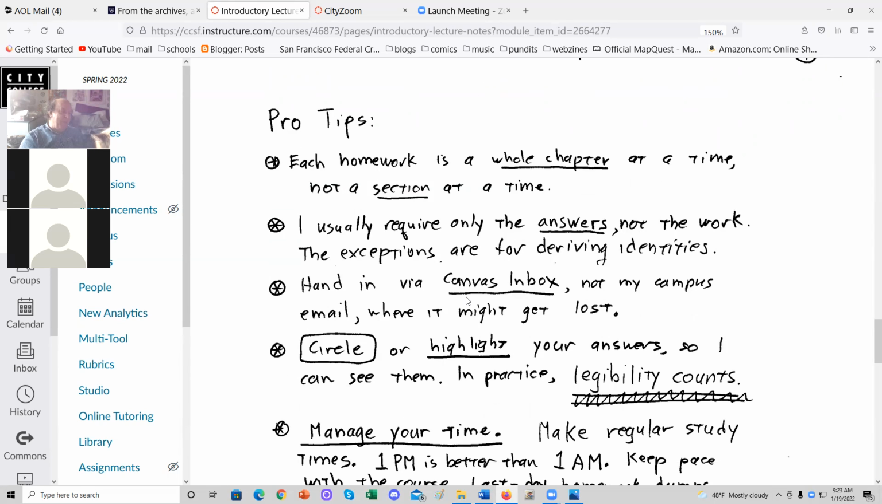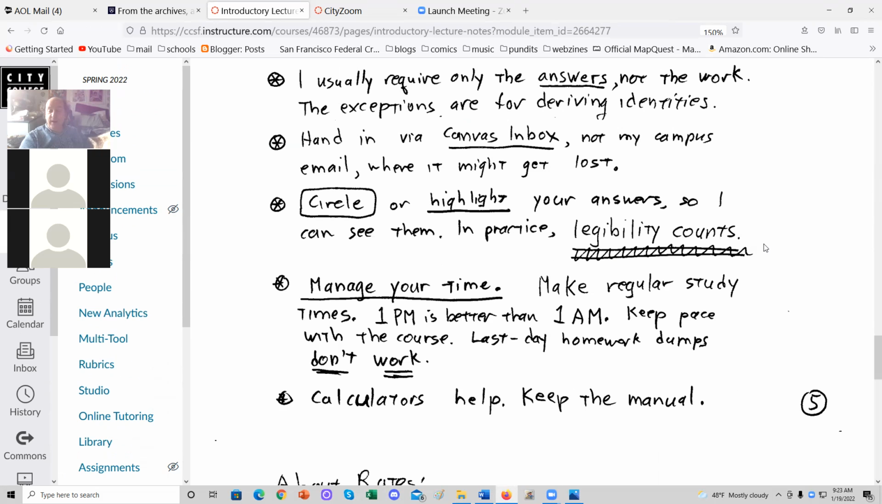You could use Canvas email, but that's not a good idea because there's lots of other stuff coming in there and it might get lost. This has happened quite a few times, actually. When you hand in a homework set, please circle your answers, or highlight them, or underline them with a scribble, something so that my eye can home in on them very quickly, to save me time. However much work it is for you to do the homework, multiply that by the number of people in this section, and that's how much work I have to do. So please make my life a little easier if you don't mind.